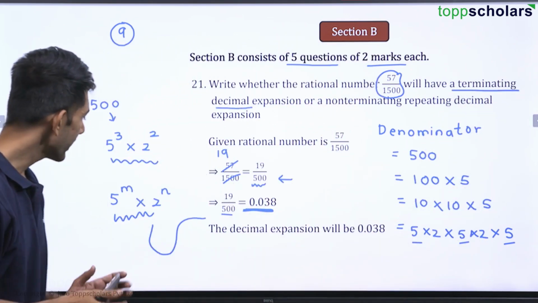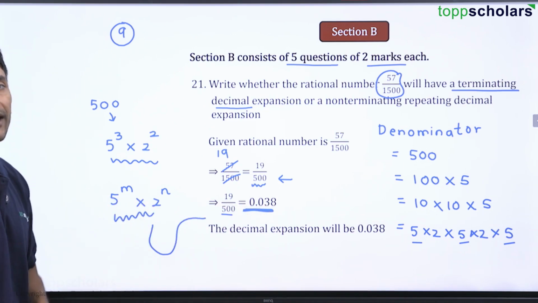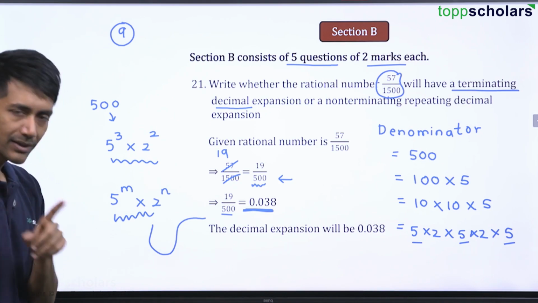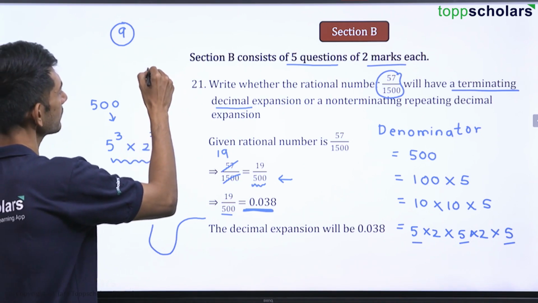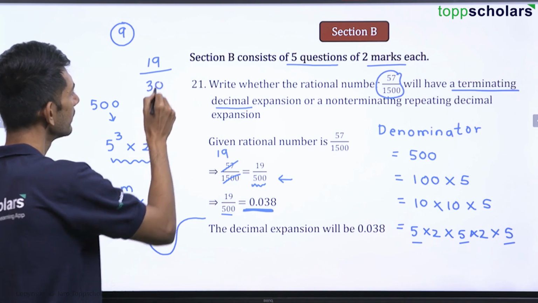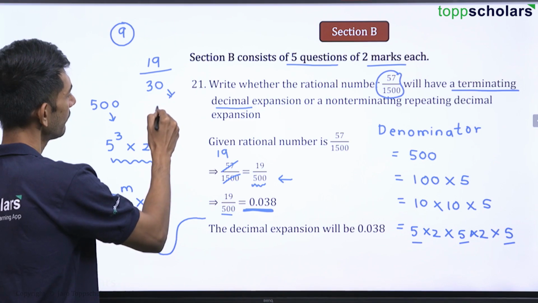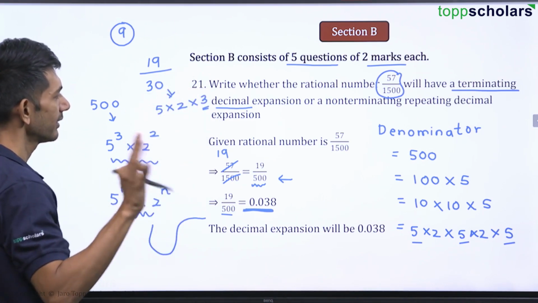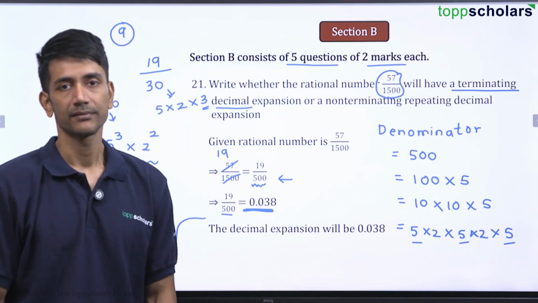When do we have terminating? We have terminating when the denominator has only 2 factors, 5 and 2, and no other factor apart from 5 and 2. If you get something like 19 by say 30, example, so this is 5 into 2 into 3. As soon as you get this 3, apart from 5 and 2, this is non-terminating. I hope this is clear.